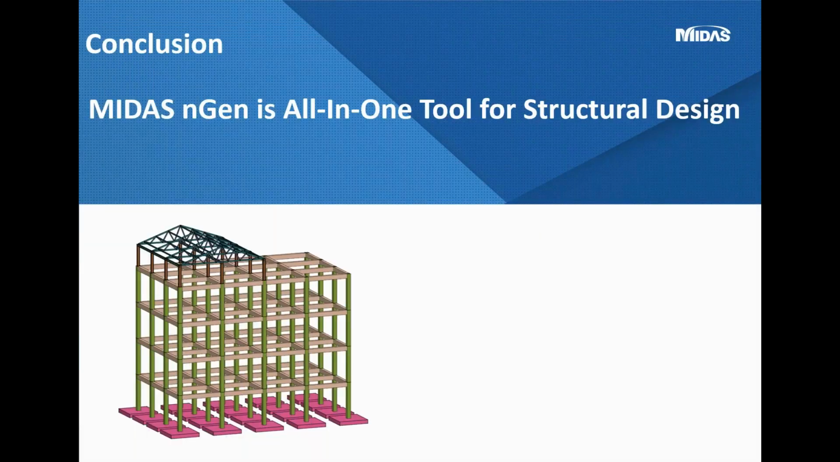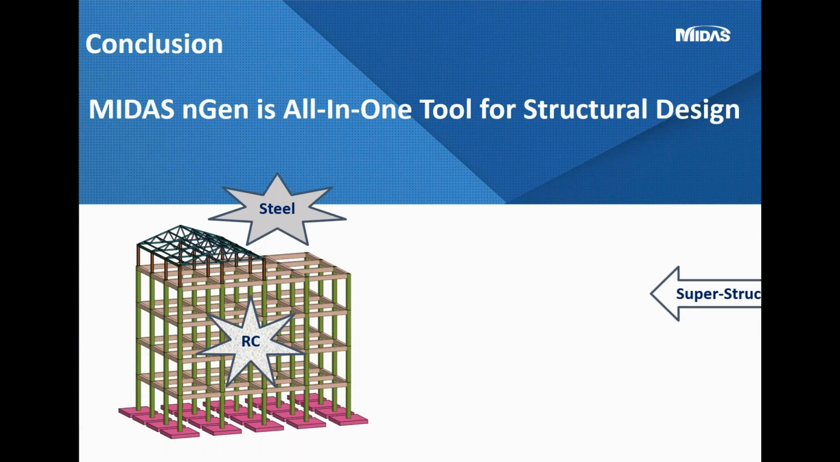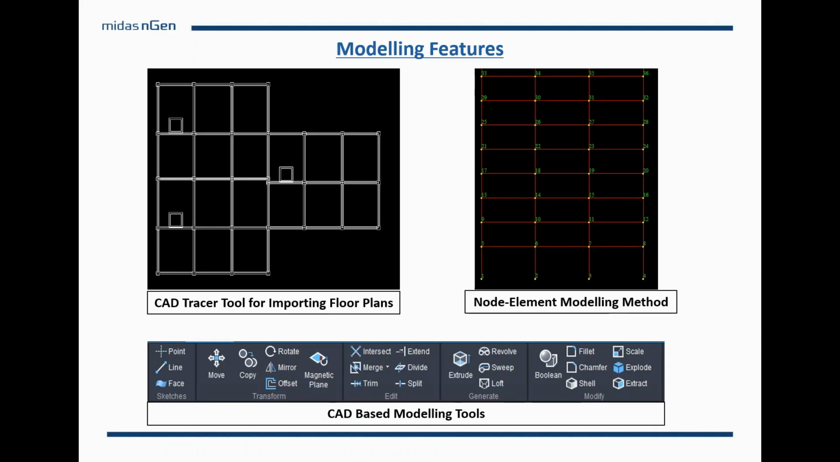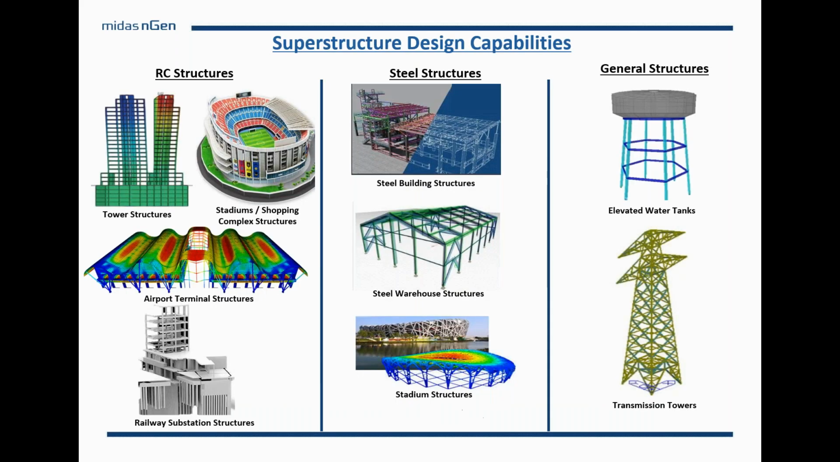Lastly, I would like to conclude that MIDAS engine is an all-in-one software solution for structural design, wherein steel, RC, whether it is superstructure or foundation, you can perform a complete analysis, design and drawing, and also generate reports in the form of Word and Excel sheets. You can see there are several methods of modeling depending on the information that you have and the type of structure. There is CAD-based modeling as well for irregular shapes.